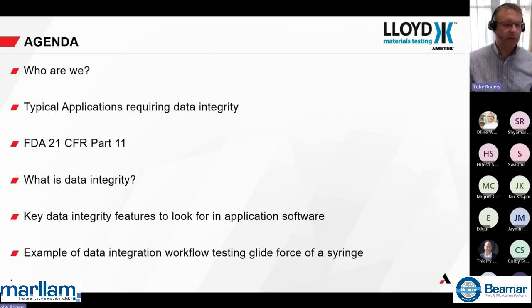Once we've looked at the background, what it is and why it's needed, we'll look at some of the key features that you need to look for in application software that will help you ensure the integrity of your data. All through this, we'll be showing the features and explaining them using a real-life example. In this test, we'll be looking at testing the glide force of a syringe. We'll go through, from beginning to end, how we set up the software for data integrity, and also look at the data when it's captured, electronic signatures, audit trail and so on, to put everything into context.